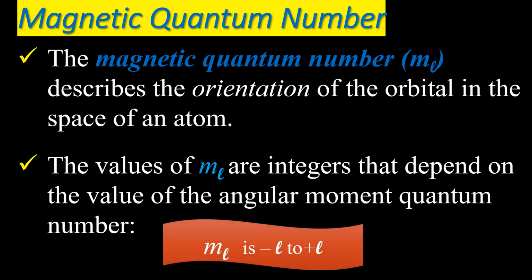You observe one thing here, children. We started with the principal quantum number n. After that, the angular momentum quantum number depends on n, that is 0 to n minus 1. Now the magnetic quantum number ML depends on L, that is minus L to plus L. Got it? One is dependent on the other.